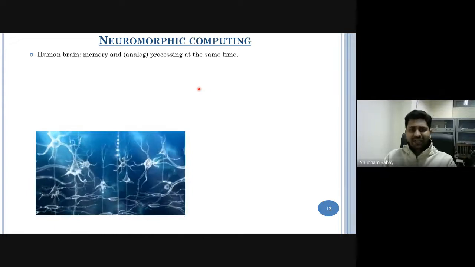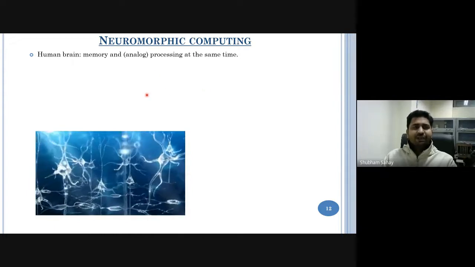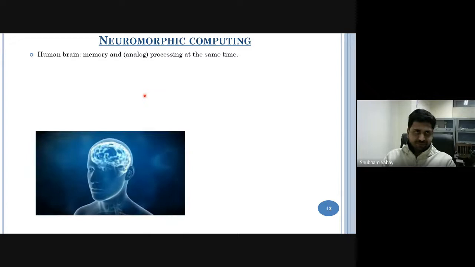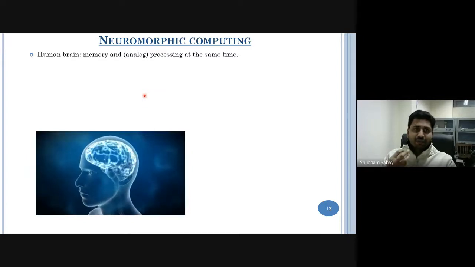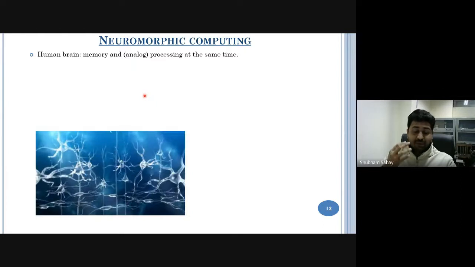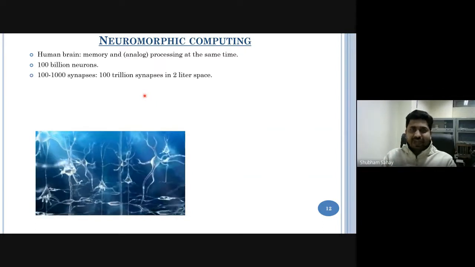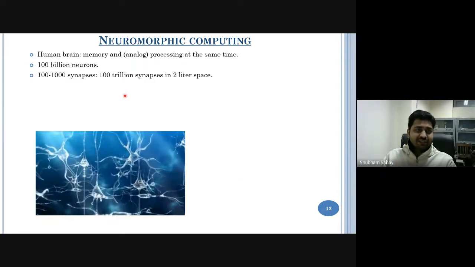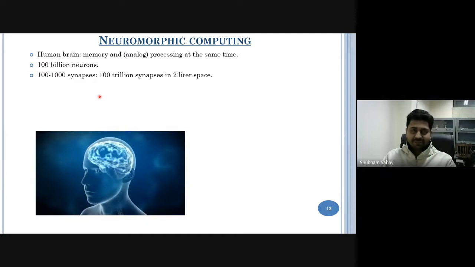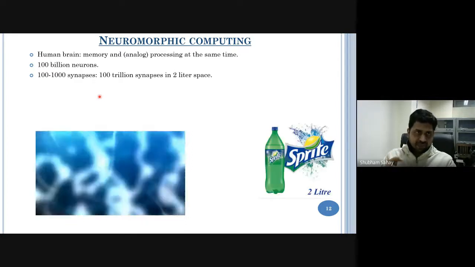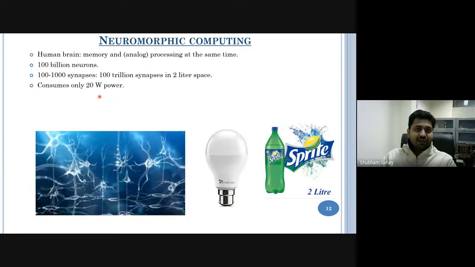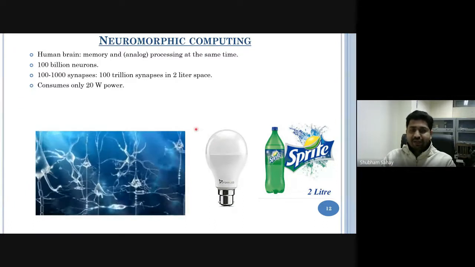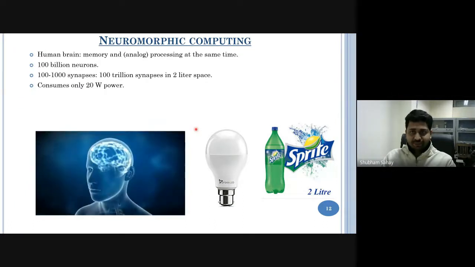So if you look at our human brain, memory and processor are not two separate entities. Memory and processing both are happening at the same time and at the same place. As you are listening to this lecture, some amount of it is getting stored in your brain and you're able to process it live, right? So in our brain, we have 100 billion neurons, and each neuron is connected to 100 to 1000 other neurons via these synapses. So you have like 100 trillion synapses in just 2 liters of space. Imagine the density. Also, it takes only 20 watts of power to perform one day's work. So you can understand, with such a small physical size you are doing every day's work with such efficiency.